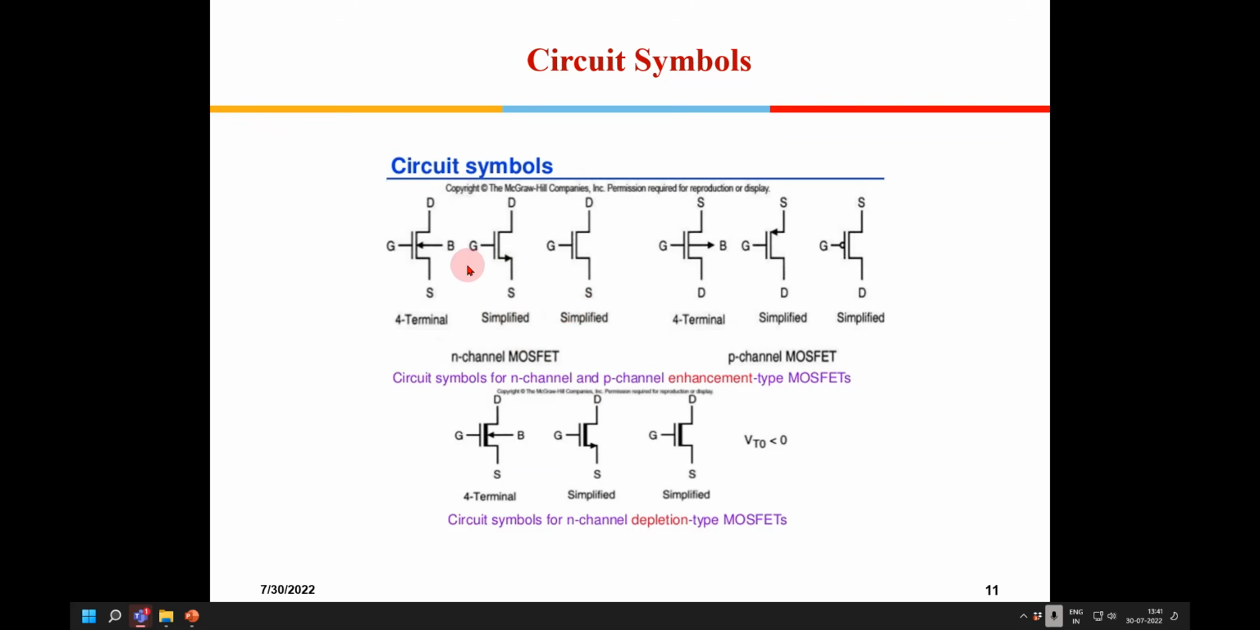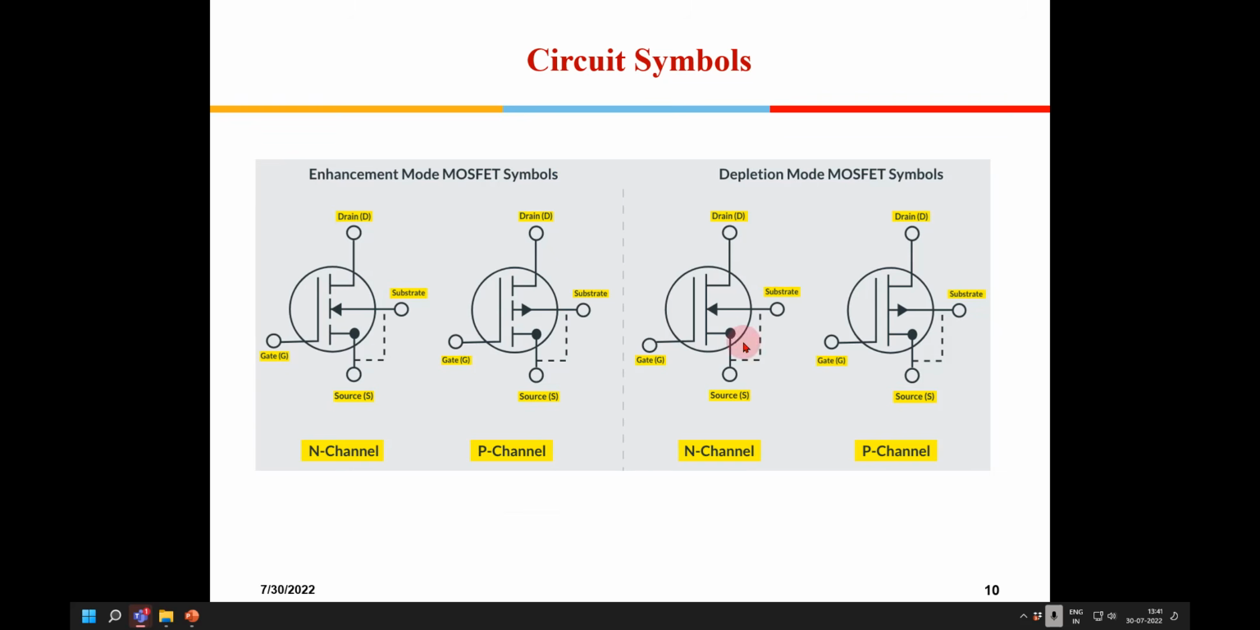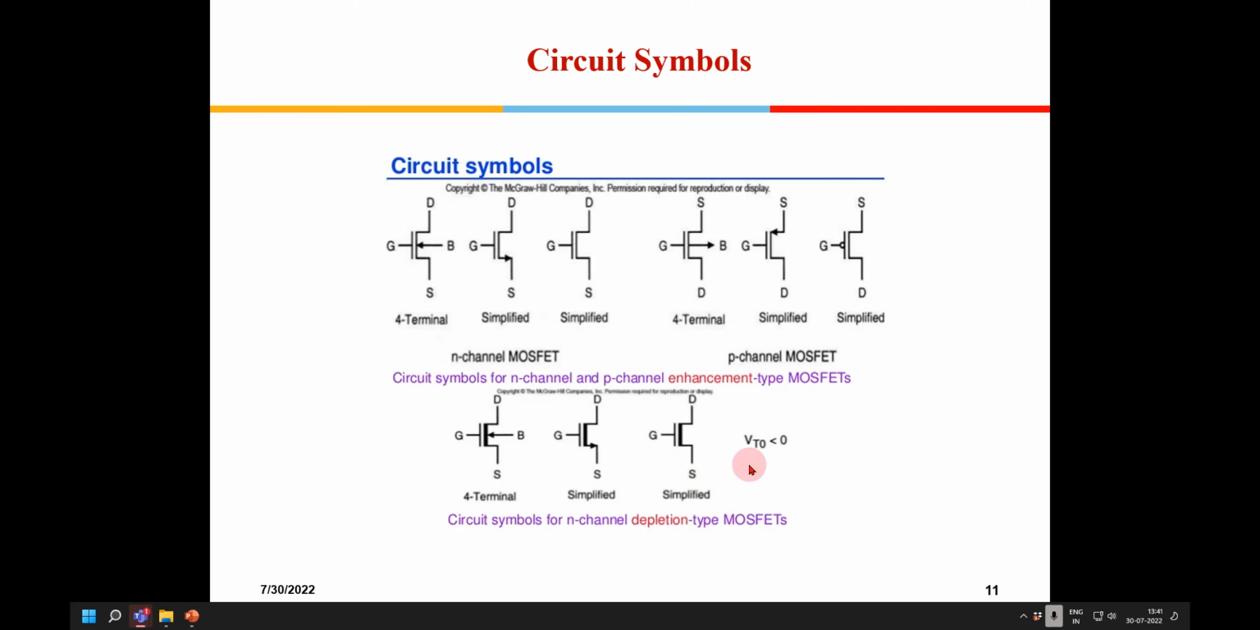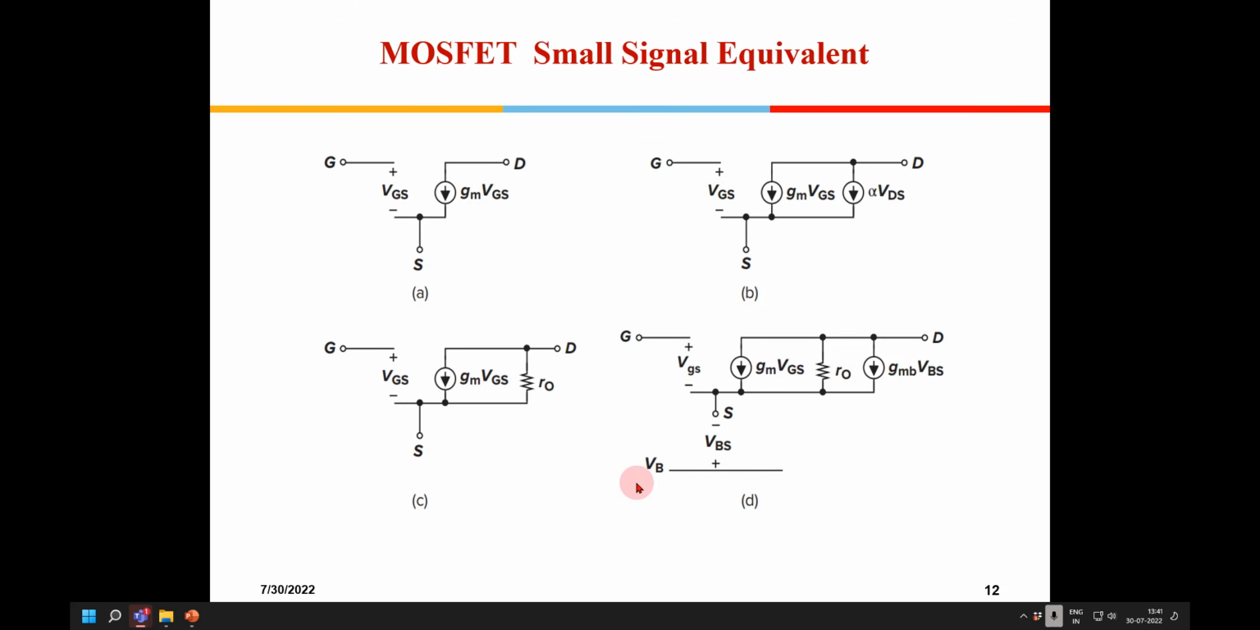Certain other books follow the other notation. For the enhancement mode they show a straight line, whereas for the depletion mode they show a thick line. So this is another notation. We have to be careful with what it is. In many books you will find that this is an enhancement symbol, whereas here it is for depletion. So it varies from book to book, and you have to be careful with these symbols.